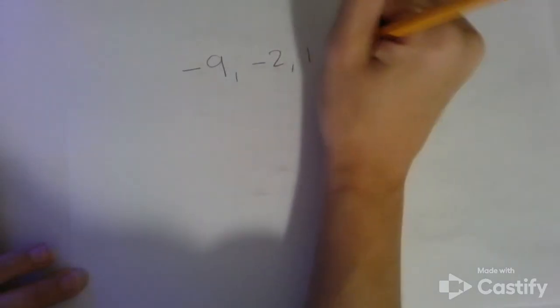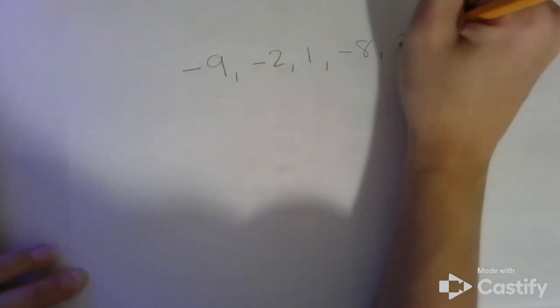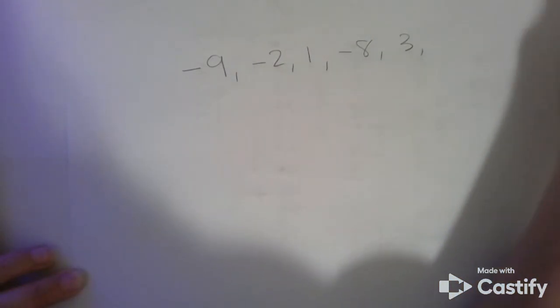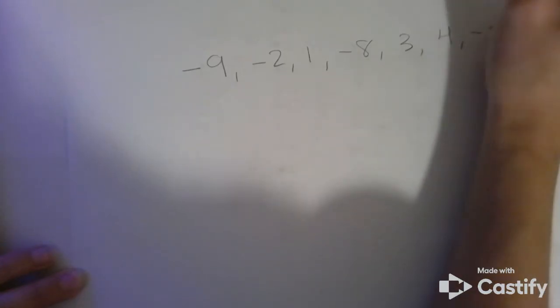Integers can also be ordered. So when we think about ordering numbers, we've been doing that for a very long time, but you can also order negative numbers and positive. You can order a set of integers.